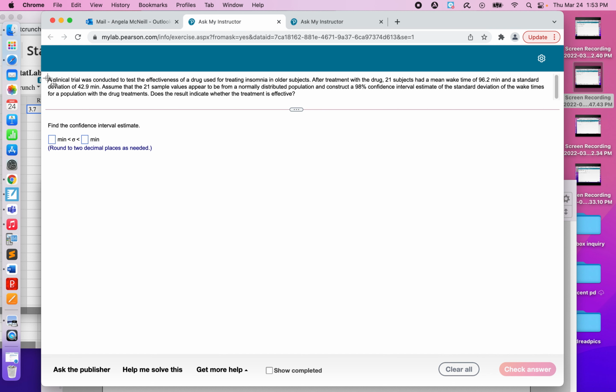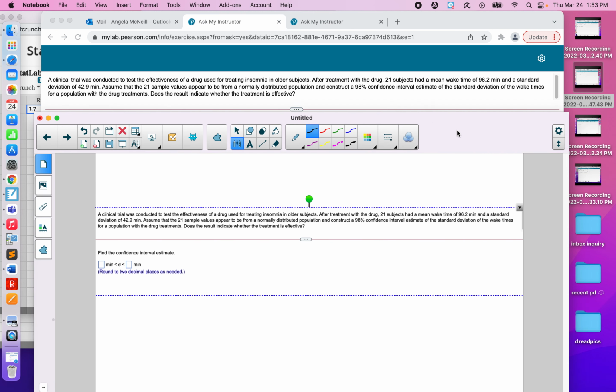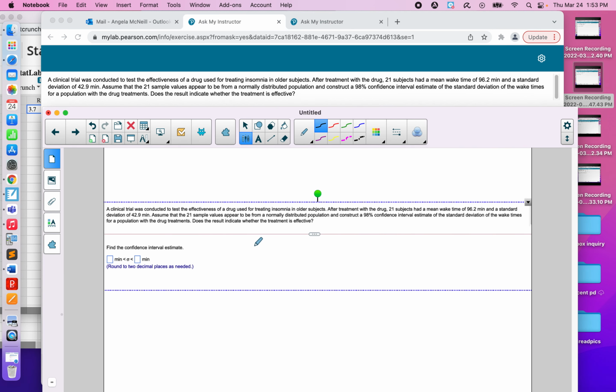All right. So this is a clinical trial. We're doing some drug work here. We're going to put this right over here and go to town. It looks even bigger up there. So let's see what we know. We have how many subjects? 21 subjects. So that means our degree of freedom is 20. This is on our table. I think we can work with this. It's on our chi-square table.